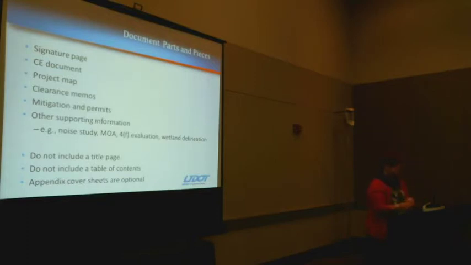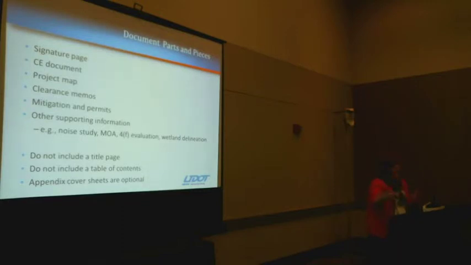So we really don't need that. If it's a documented CE, those can get kind of long. Again, we don't need a cover page. Sometimes on a documented CE, because they're so long, it's nice to have a table of contents, but it's really not necessary. And same with appendix cover sheets. If it's a short CE, it doesn't really make sense to put in a cover page for each separate appendix, like here's your project map and here's your cultural memo. It's a lot to scroll through, right, on a PDF.